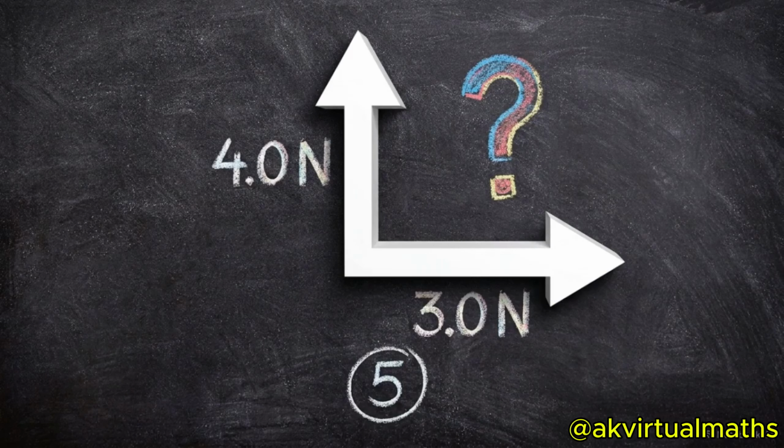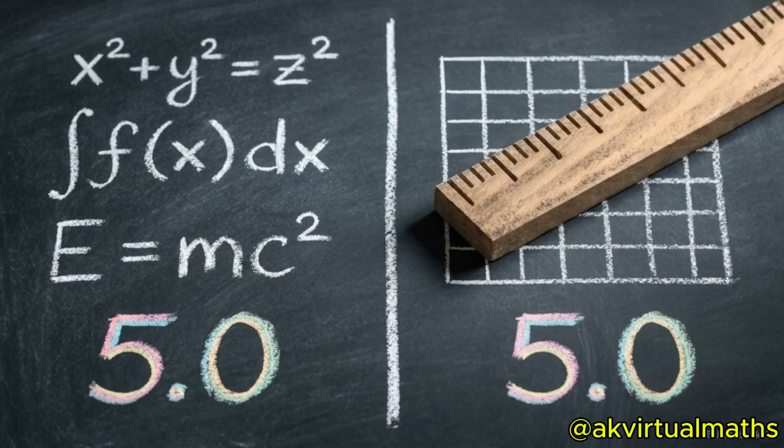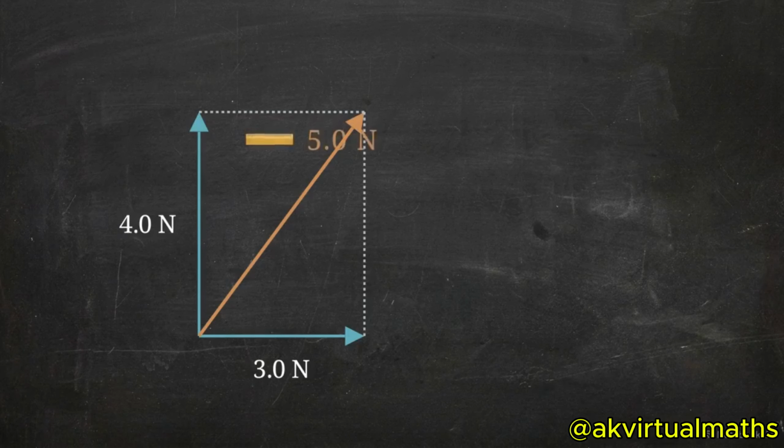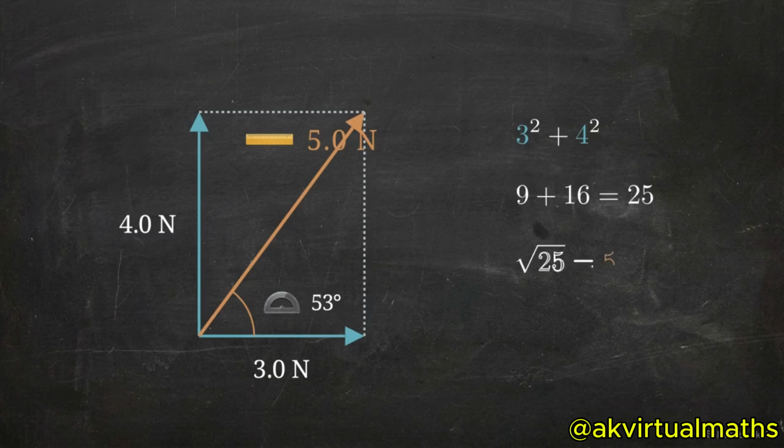Pause and find the resultant magnitude and direction of 3.0 and 4.0 newtons at 90 degrees. Equations and scale drawings are both completely valid tools that lead to the exact same answer. If you worked the problem, your resultant magnitude should be 5.0 newtons at an angle of 53 degrees from the 3 Newton force. We verify this with math. 3 squared plus 4 squared equals 25. The square root of 25 confirms the 5 Newton magnitude.